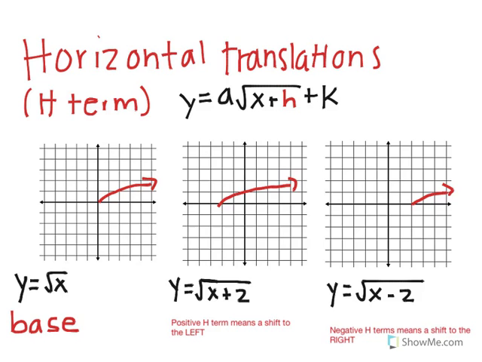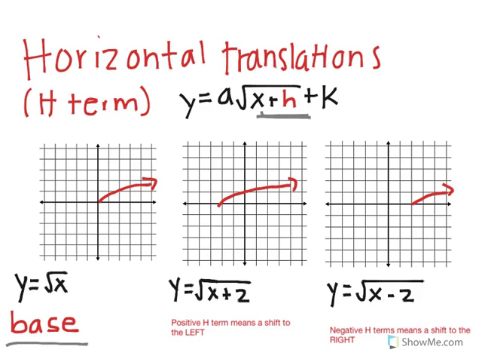Okay, horizontal translations, which is the H term in that long fancy equation I showed you at the beginning. And this means it's underneath the radical. It's the one underneath the radical. Very important. So we have our base graph here. This is just y equals the square root of x. No translations done to it.